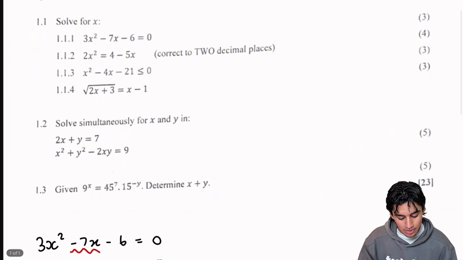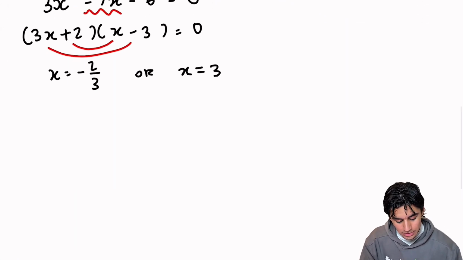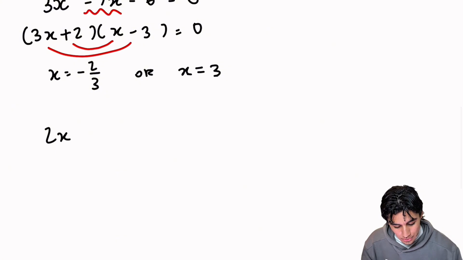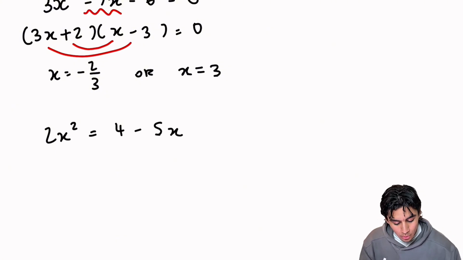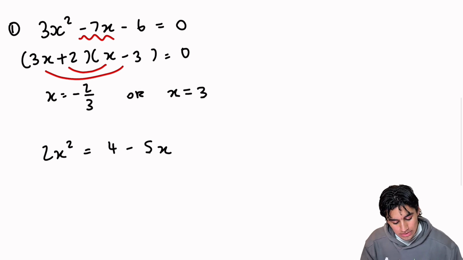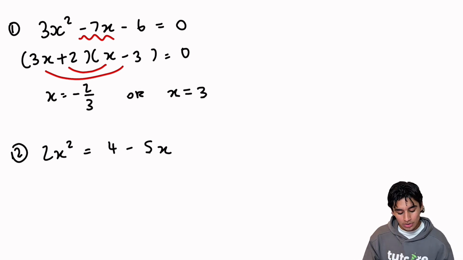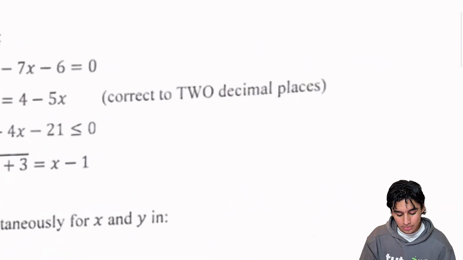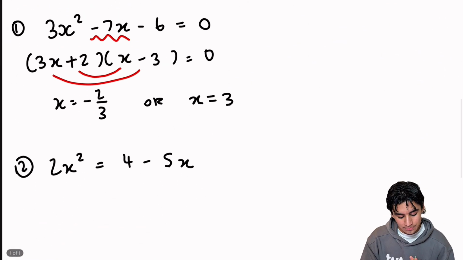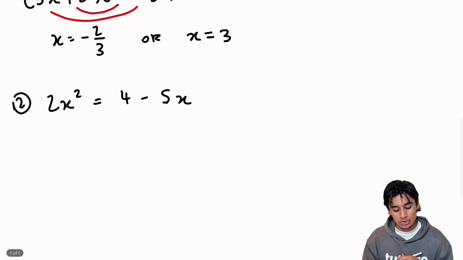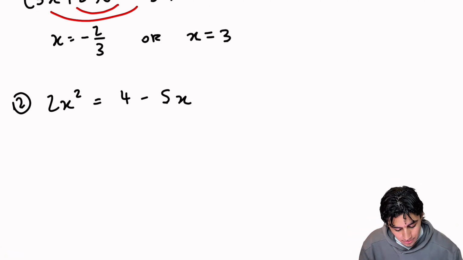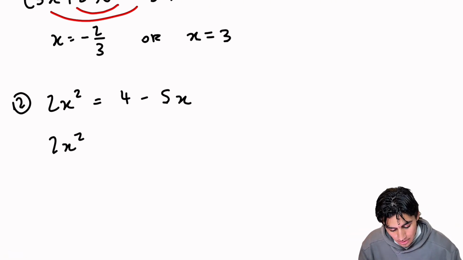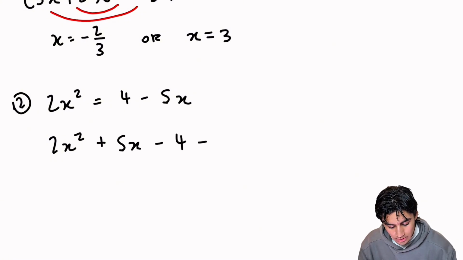The next question, number 2, is just the quadratic formula. So it's 2x squared equals 4 minus 5x. All you want to do in this question is use the quadratic formula. How do you know you want to use the quadratic formula? They just say correct to 2 decimal places. So everyone should have been fine with this question. All you have to do is make sure you take everything to one side and make it equal 0. So it's 2x squared plus 5x minus 4 equals 0.